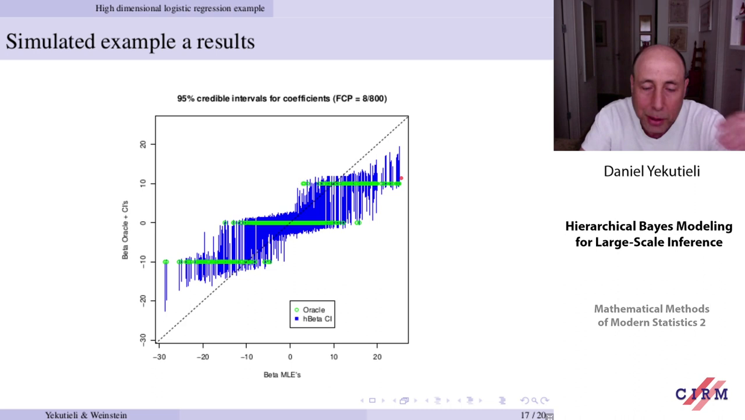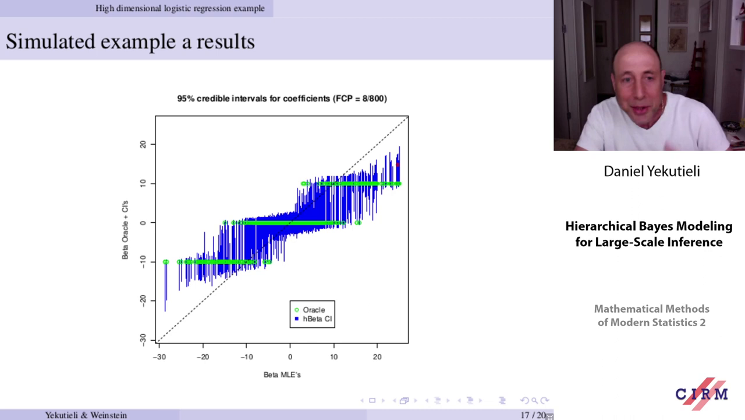The nice thing about our credible intervals is that we don't really know the mixing distribution, so we have this machine that tries to estimate it. If we don't have a lot of data, we accommodate for this lack of knowledge. The Gibbs sampler includes in its error also the estimation error of the mixing distribution. That is, it actually has too big a coverage. These are supposed to be 95% credible intervals, but in this case the FCP is 8 over 800, like 99% coverage.